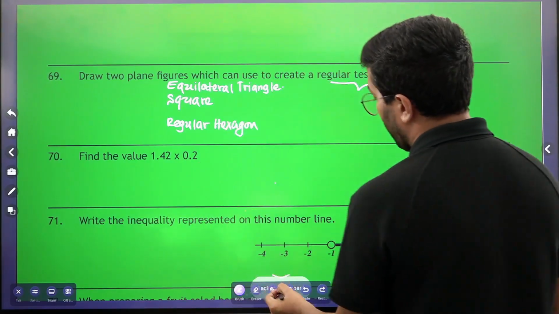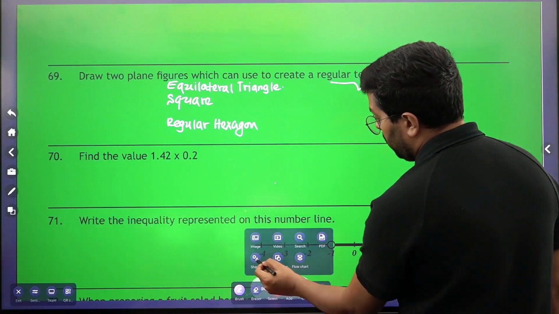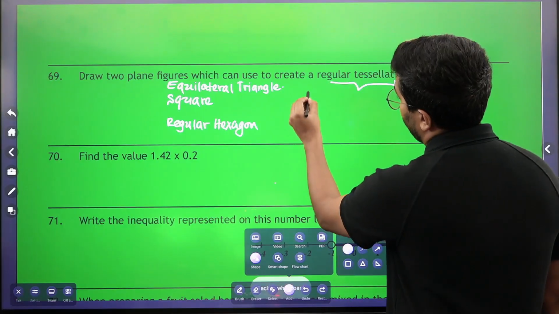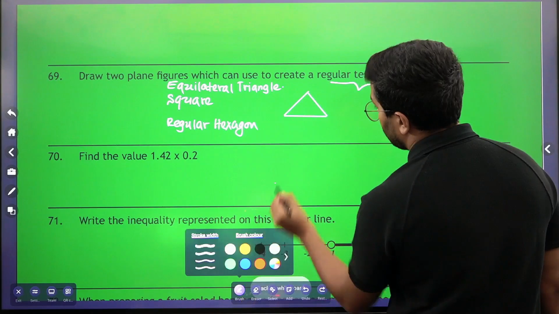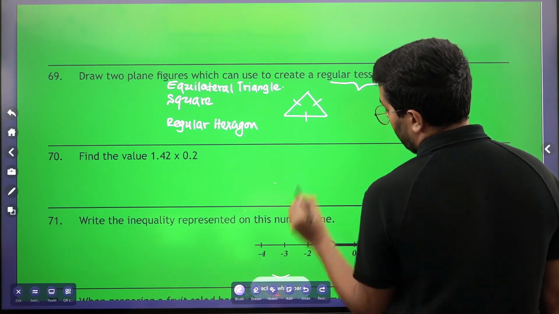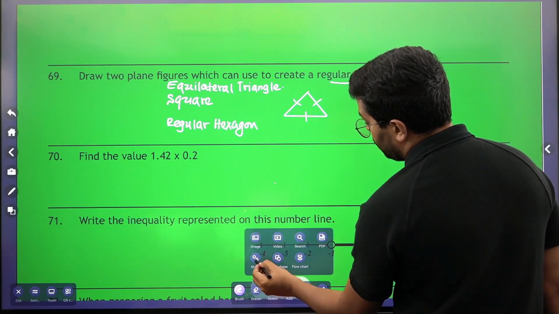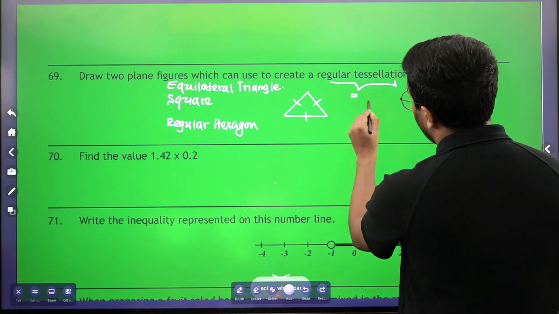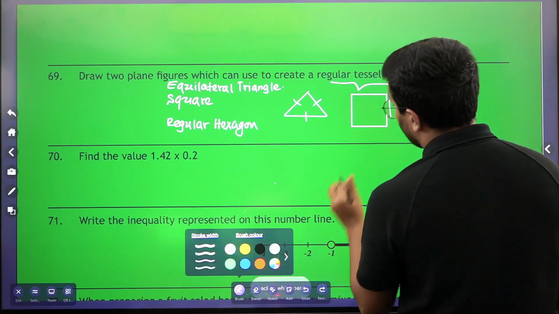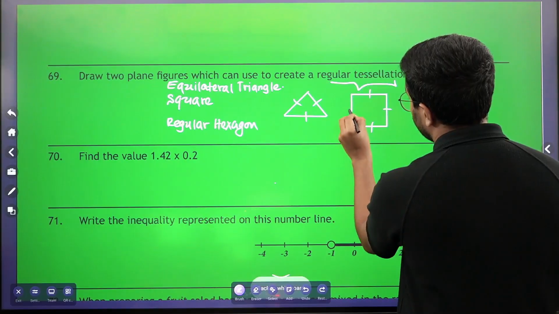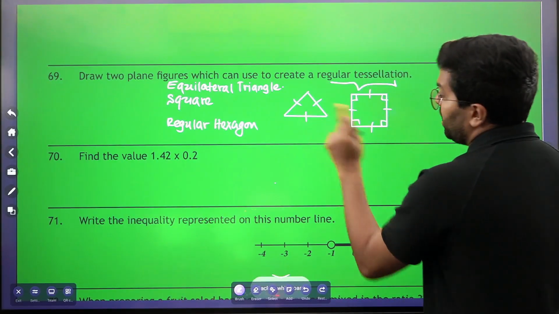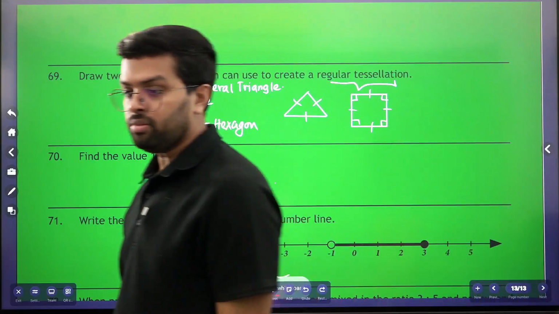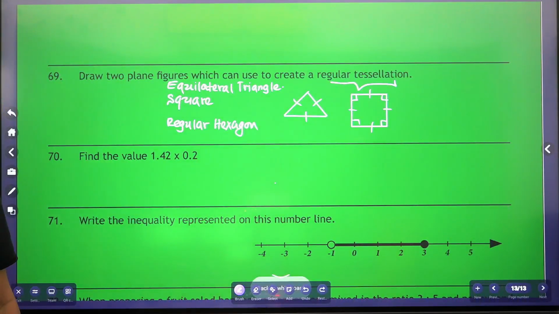Right, we have to draw, right? So you have to draw any two of these three. Equilateral triangle. Otherwise, you can use a square to construct regular tessellations. And otherwise, a regular hexagon. You can use a regular hexagon as well.